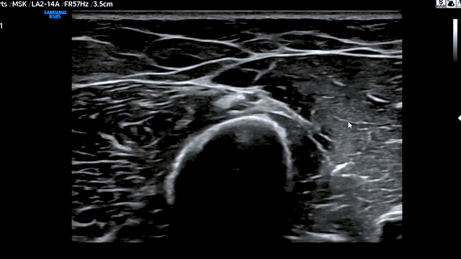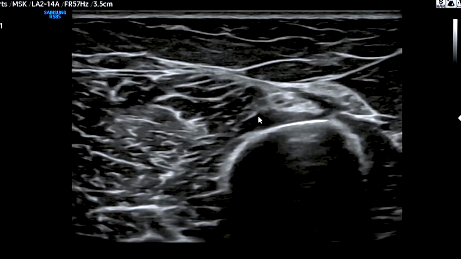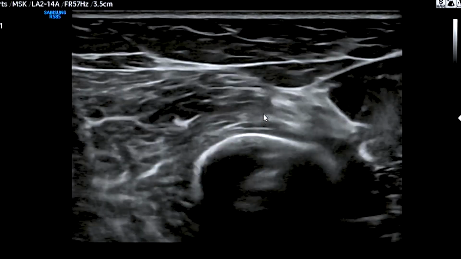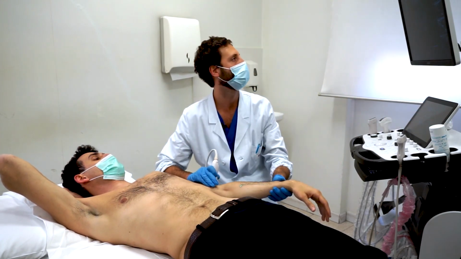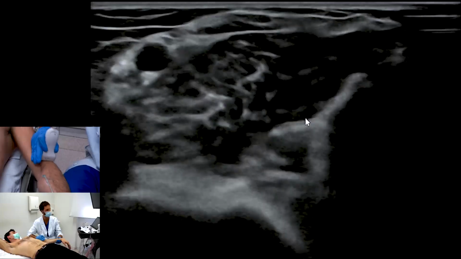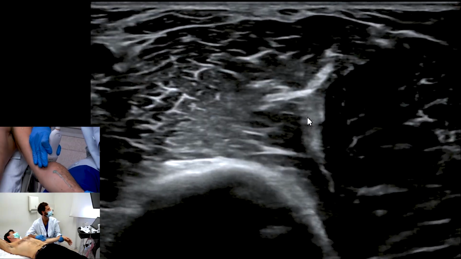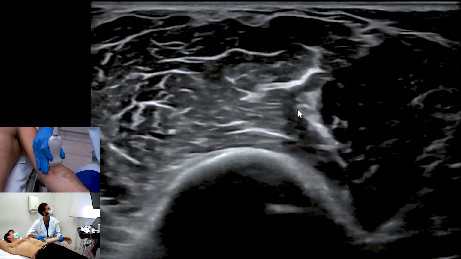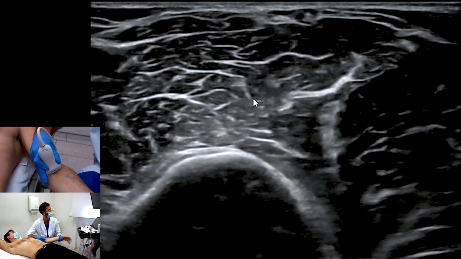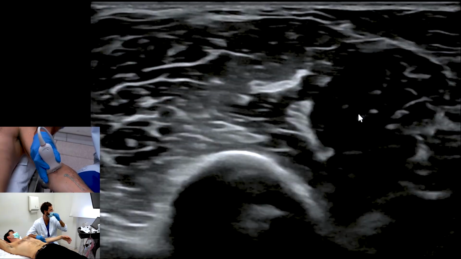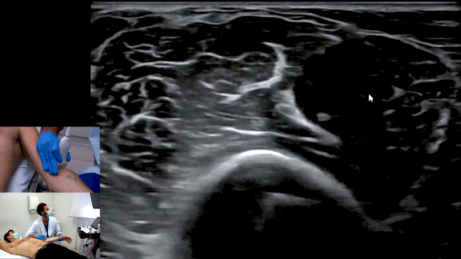Then the radial nerve shifts toward the anterolateral part of the upper arm. At this level, the radial nerve can be recognized on the anterolateral aspect of the elbow, located between these two muscles, which are the brachialis muscle in the center of the image and on the medial aspect of the nerve, and the brachioradialis muscle on the lateral side.